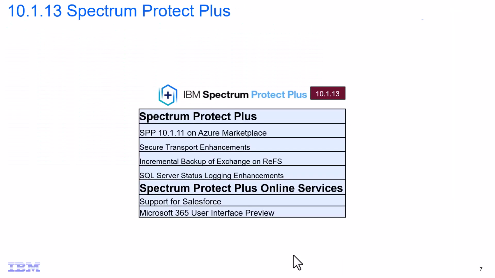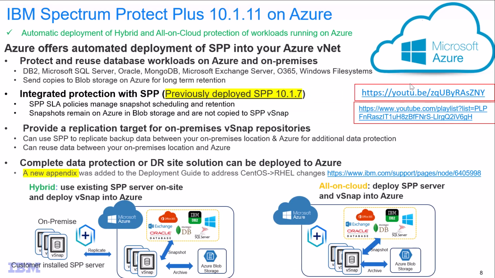Okay, moving on to Spectrum Protect Plus, I'm going to cover the first piece and then I'll turn it over to my colleague. IBM Spectrum Protect Plus is available on different cloud marketplaces, including IBM Cloud, AWS, and Azure. We recently updated our Azure Marketplace offering to have Spectrum Protect Plus version 10.1.11.